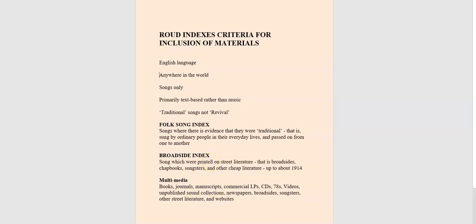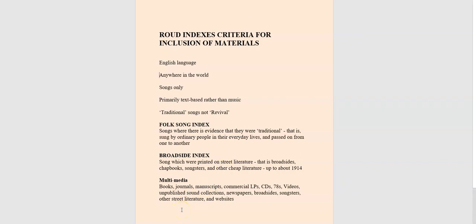There are actually 2 indexes of mine that we're talking about here, the Folk Song Index and the Broadside Index. We can't go into lots of detail here, but the Folk Song Index includes songs where there is evidence that they were traditional. That means sung by ordinary people in their everyday lives and passed on one to another. And the Broadside Index includes songs that were printed on cheap print, called street literature, broadsides, chapbooks, and other song materials. So they may be folk songs, they may not. It doesn't matter for the Broadside Index. It's worth remembering that the 2 indexes are designed to work together and separately. And we'll be looking at how to access the 2 in a moment.